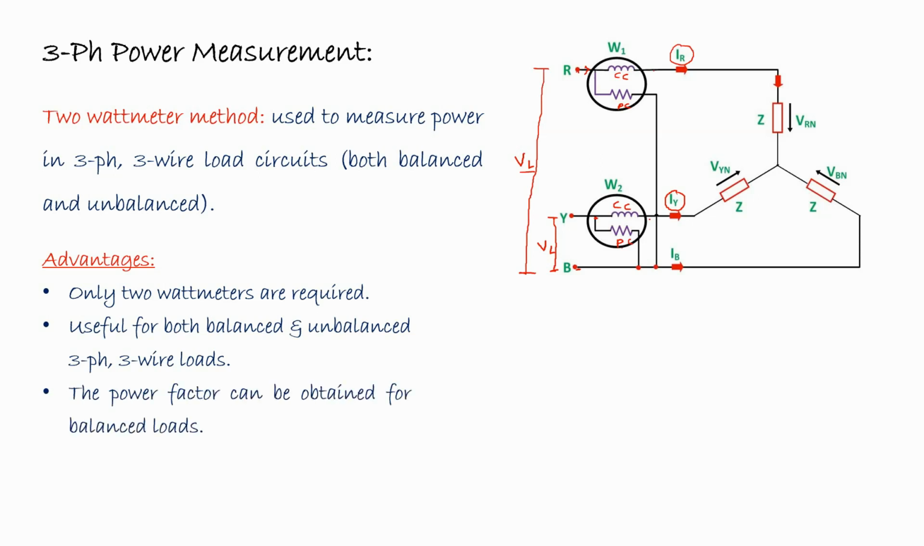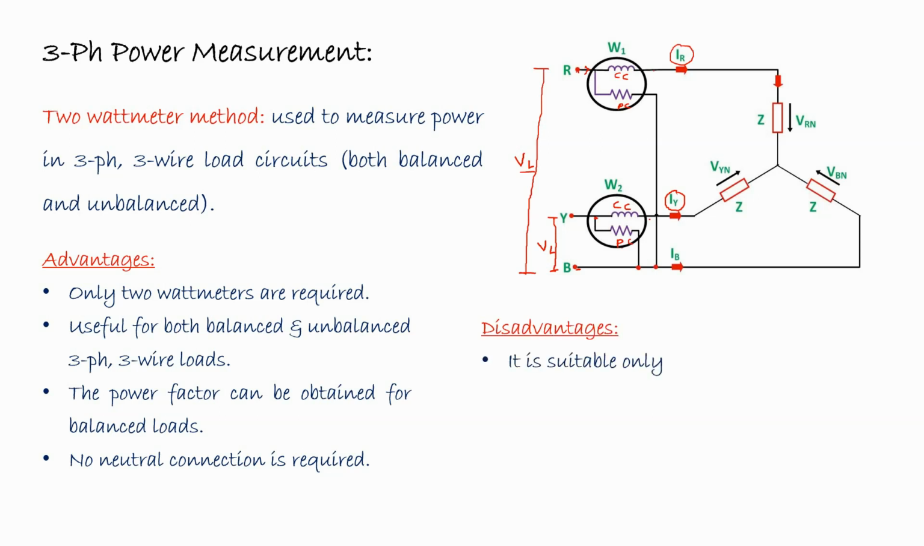For a balanced load, using the two wattmeter method, using the readings of the two wattmeters, we can also measure the power factor of the load. That we'll discuss later. And we have already discussed that no neutral terminal or neutral connection is required for this method. But there are some disadvantages also. It is suitable only for three-phase three-wire system. That means for a three-phase four-wire system, we need not use the neutral terminal. Although it cannot be considered as a disadvantage, this is the limitation of the two wattmeter method.